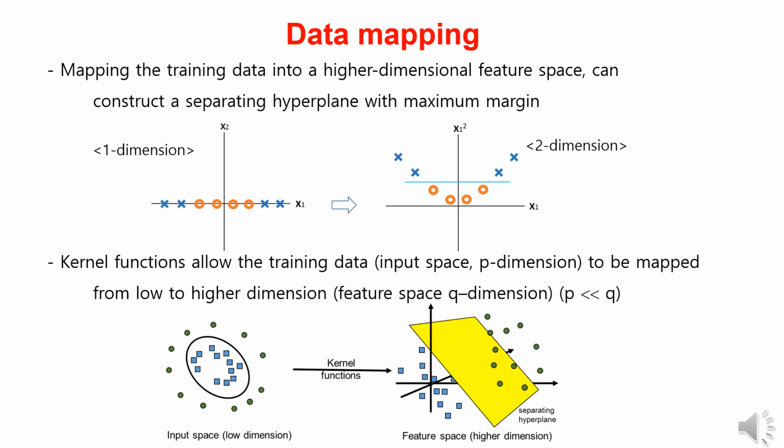When it's not possible to separate the data with a linear boundary, transforming the data into a higher dimension can help in finding a decision boundary. For example, if we have data points arranged in 1 dimension, like x, we can transform them into 2 dimensions using the square function. This transformation may enable linear separation. Assuming that the value of p is less than q, we can use a kernel function to map the original data in the p-dimensional input space to a q-dimensional feature space.